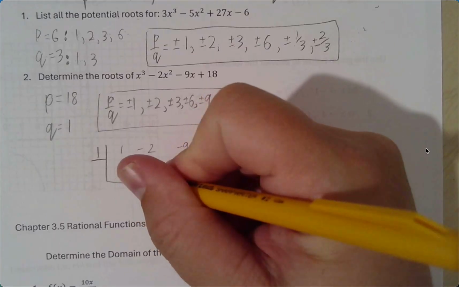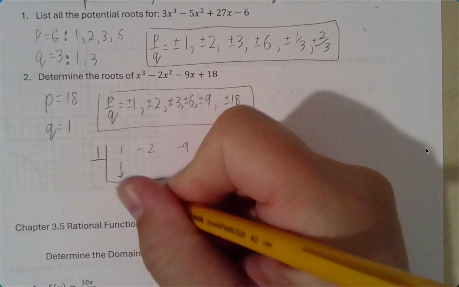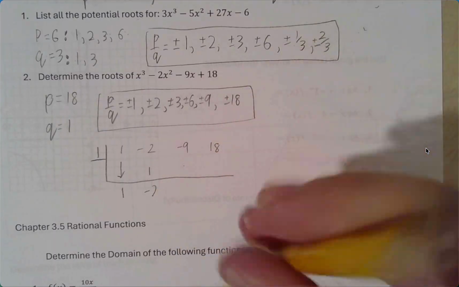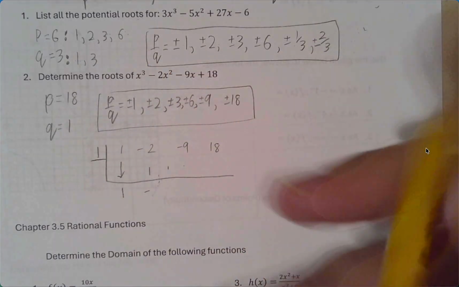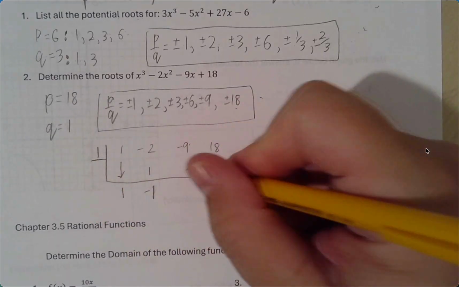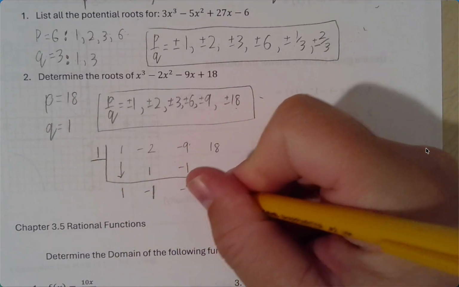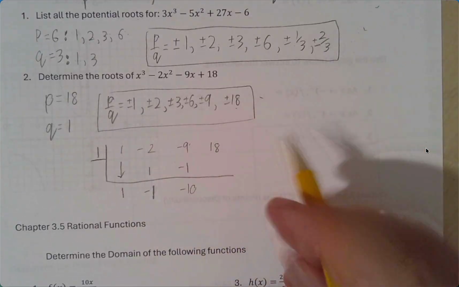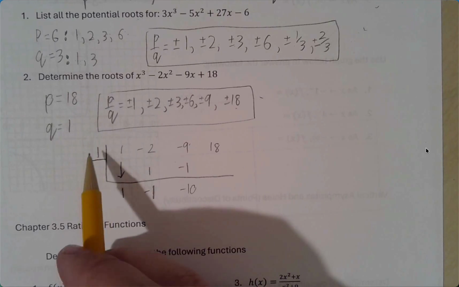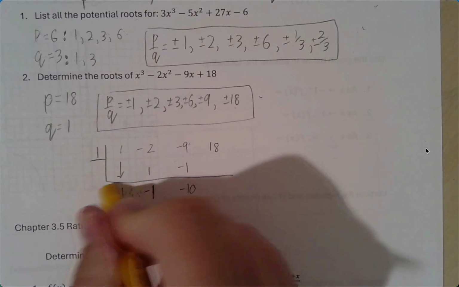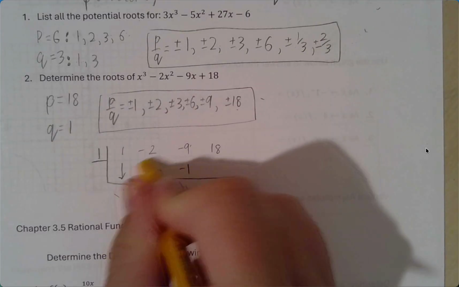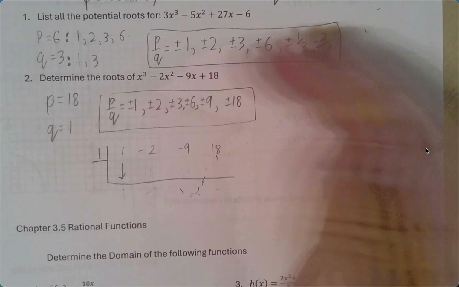So synthetic division, as we learned last time, drop the first value. Now we multiply. Now we combine. And now we multiply. And now we combine. And I can already tell that that's not going to work out because negative 10 here isn't going to make 0. So now I know that positive 1 is not a factor. I'm going to erase my work. And now what am I going to do? Well, I'm going to try negative 1.